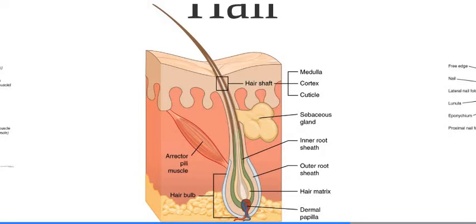There's a dermal papilla, or a little bump of dermal tissue that has blood supply and other components that get into that part of the hair follicle to provide it with nutrients as need be.